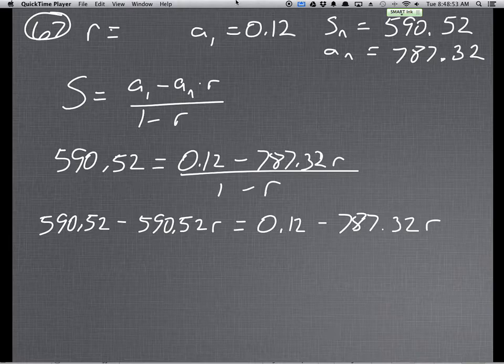What did we just do? I multiplied the 1 minus R from the right to the left and distributed it. So I did 590 times 1 and 590 times R. That's what I got on the left. All right, what do you want to do at this point? Get the like terms together. So let's take that 787.32R and add it to the left, and on the right side, let's subtract the 590.52.